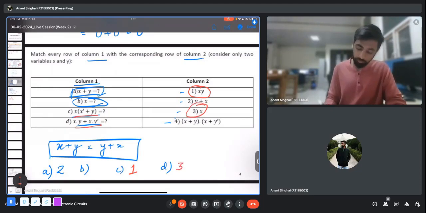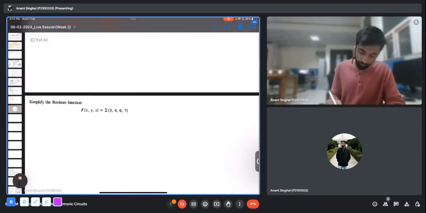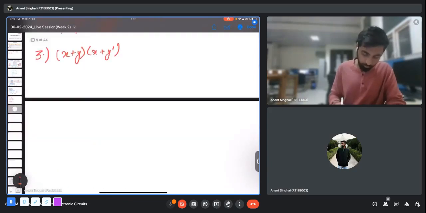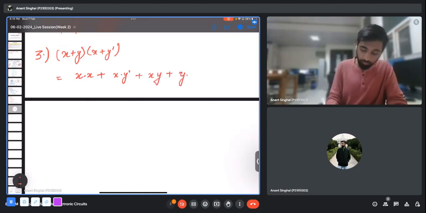Now what we need to check is whether this particular expression gets reduced to x or not. The expression is x plus y ANDed with x plus y complement. So I can write the same and simplify it. I'm opening the bracket one by one. The first term will be x times x, the second term will be x times y complement, the third term will be x times y, and the fourth term will be y times y complement.